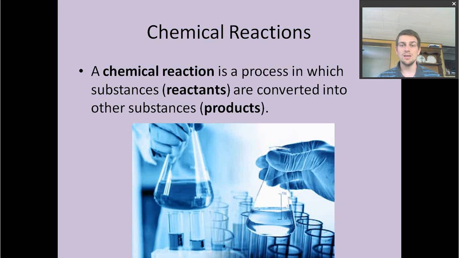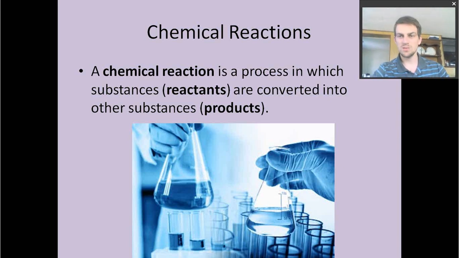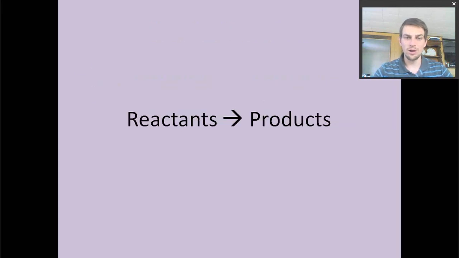A chemical reaction is a process in which substances, which are called reactants, are converted into other substances, which are called products. So you start with these substances, called reactants, and they can be any chemical, and you get products, which could also be just about any chemical. So you start with a substance, and you get a different substance at the end. A way to remember the words reactants and products is the reactants are the things that react with each other, and the products are the things that are produced at the end. So you go from your reactants to your products.